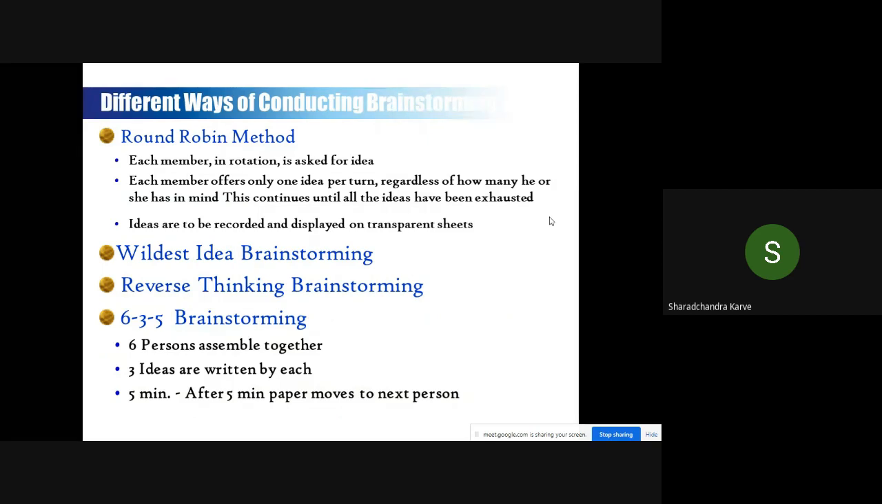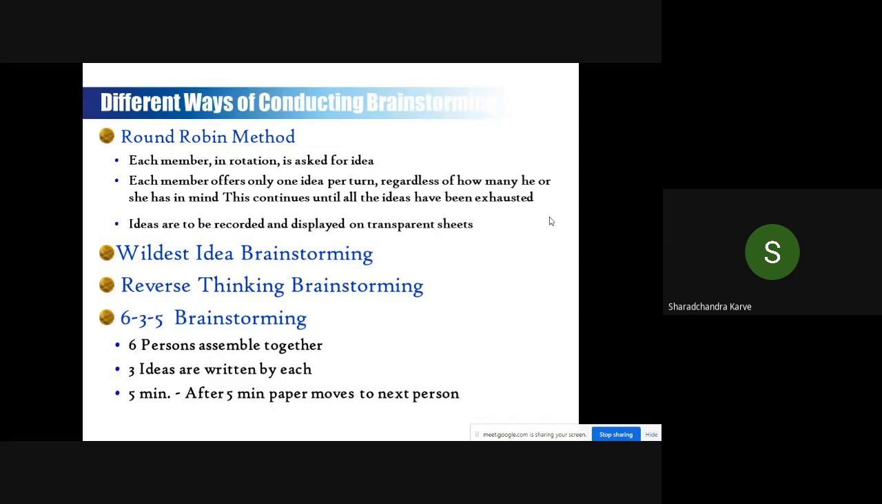Brainstorming is a basic tool which is used for any process improvement. There are different ways of conducting brainstorming. One is the round robin method, where 10 people are assembled and each member in rotation is asked to speak out only one idea. It is not like the production manager or head of the department or the boss will speak on the ideas and then say, my turn is done, you speak. Everybody will get a chance to speak one idea, and if somebody doesn't have an idea, it gets passed to the next one, and we record the ideas till everybody's ideas get exhausted. This is what is called the round robin method.